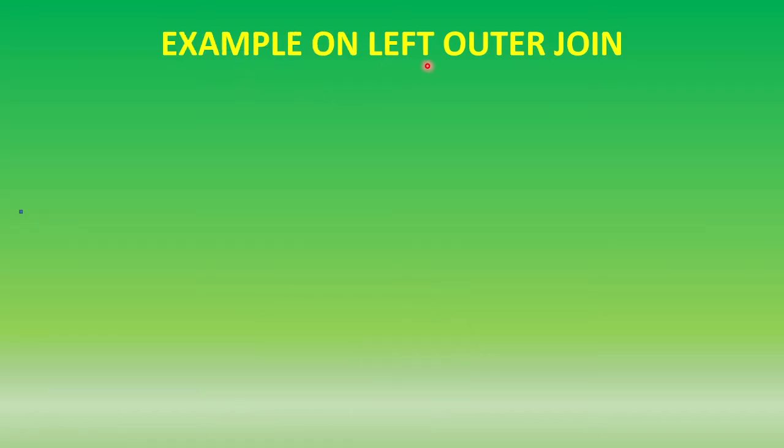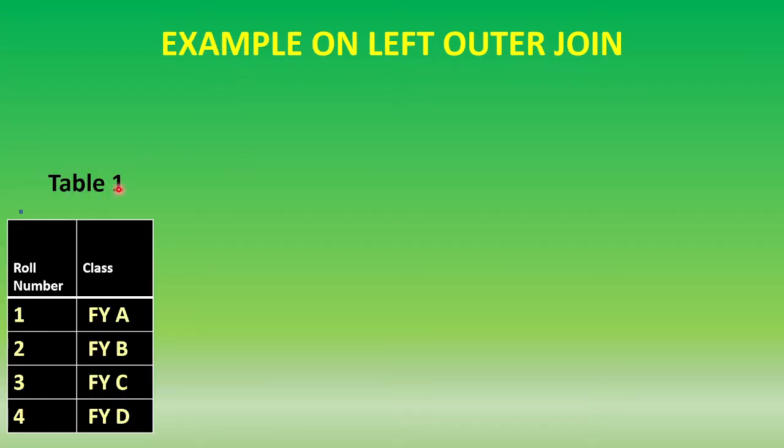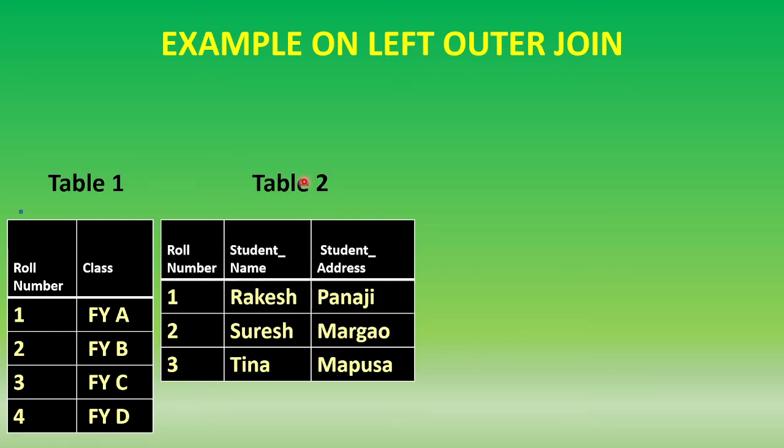So now we'll see one example on left outer join. This is table 1, and table 1 contains two columns, roll number and class. Roll number has 4 records, 1, 2, 3, 4, and the class column also has 4 records, FIA, FIB, FIC, FID. Now table 1 is a left table and table 2 is a right table. Table 2 has 3 columns, roll number, student name and student address. So roll number 1, 2, 3.